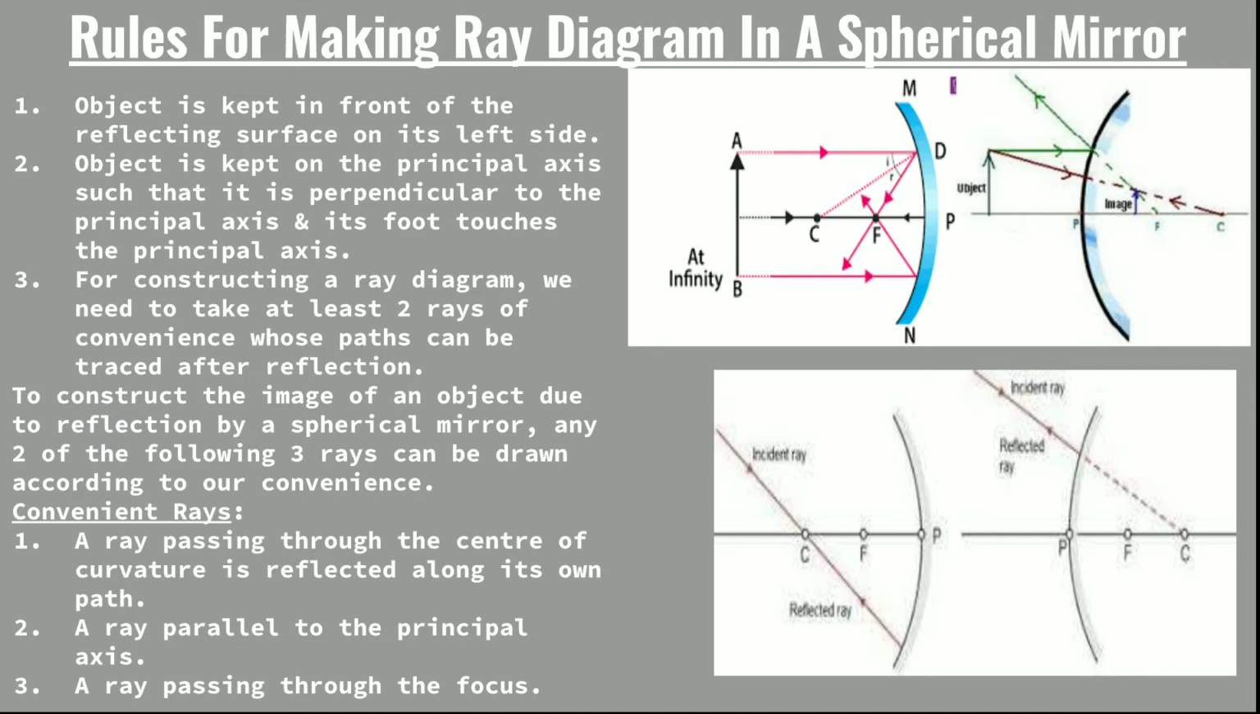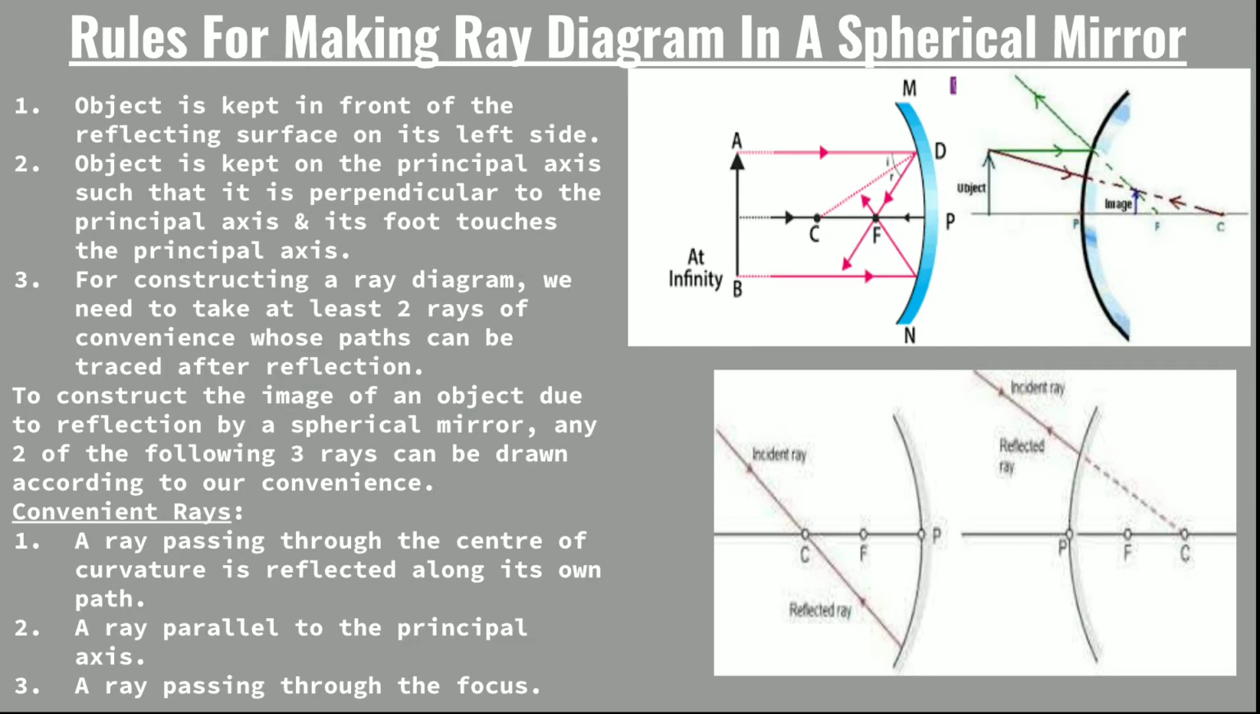First, the object is kept in front of the reflecting surface on its left side. So the object has to be placed on the left side in front of the mirror. Second, the object is kept on the principal axis, in such a way that it is perpendicular to the principal axis and its foot touches the principal axis.